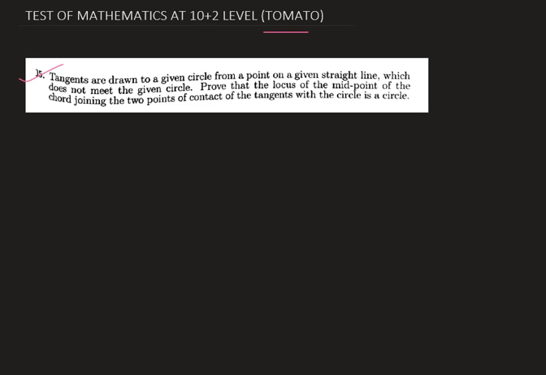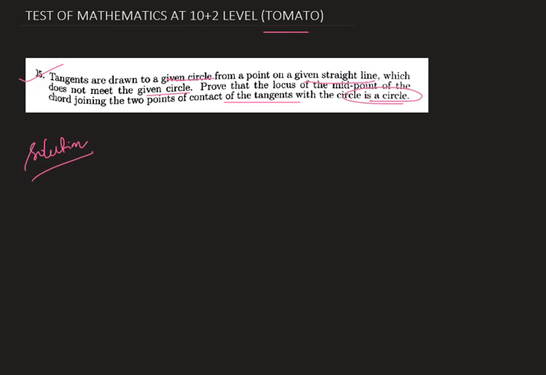In this problem we are given tangents which are drawn to a given circle from a point on a given straight line which does not meet the given circle. Prove that the locus of the midpoint of the chord joining the 2 points of contact of the tangents with the circle is also a circle. So let's start the solution.